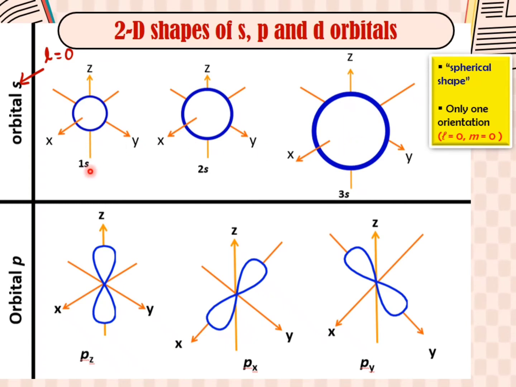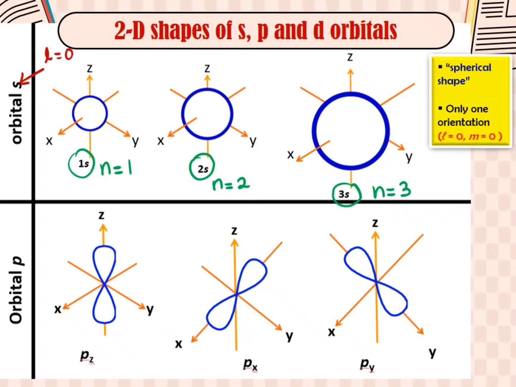Apa yang beza antara 1s, 2s, 3s? Beza dia adalah size of the orbital. Why? 1s refer kepada n equal to 1. 2s refer kepada n equal to 2. 3s refer kepada n equal to 3. So that's the difference. Dia adalah size of orbital. Okay, tapi s cuma ada satu sahaja, which is a spherical shape.